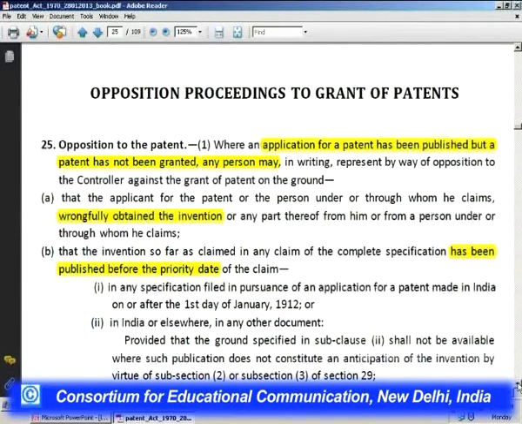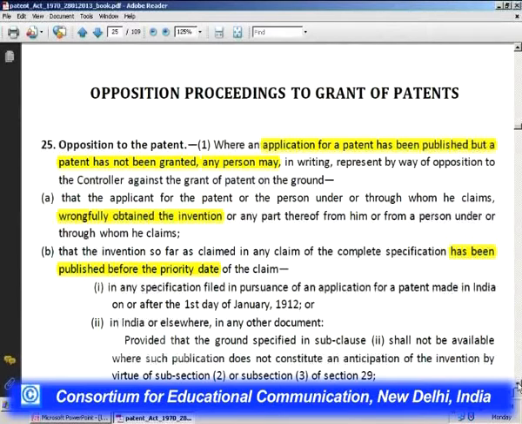So after the patent publication and before the grant of the patent, finally any person, friends, as highlighted and demarcated by me, 25(1) reads any person may. It does not restrict the purview as to who all are eligible or entitled to file the pre-grant oppositions. Rather, it keeps it open. It says any person, I mean whosoever. It is not restricted only to an interested party, or only to a competitor. Rather, it allows any person to file the opposition to the controller against the grant of the patent.